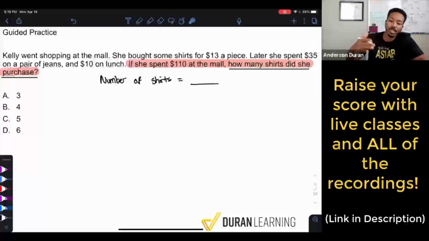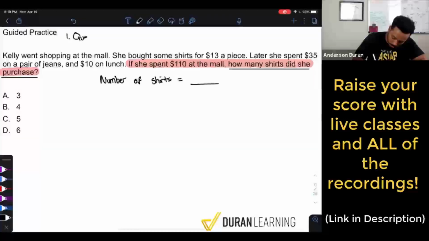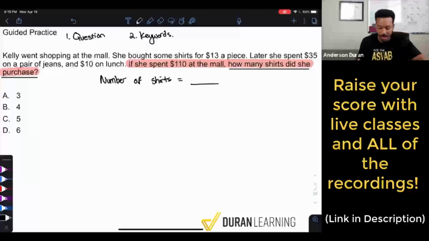And so what's coming next? Well, what's coming next after the question? So let me go ahead and write right here. Step 1, question. Now it's going to be keywords. We're going to find out the keywords here. So what we want here again is how many shirts, right? So what I'm going to do is go into the problem, and all I care about is any information that has to do with shirts. That's it. That's all I care about.